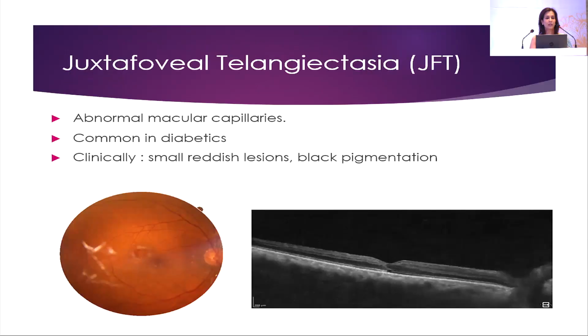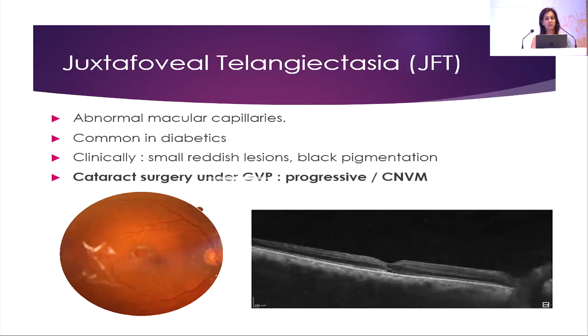Very important topic, a MacTel or a JFT, because here you will see an absolutely silent fundus. You will not see much, maybe one or two small reddish lesions or a small patch of black pigmentation. But in these patients, once you do an OCT, you will find a lot of findings. You might find loss of the ISOS junction, you will find an ILM drape or a foveal thinning. And here you have to tell the patient, because you do a cataract surgery, but the patient may still lose vision eventually because it's a progressive disease and may form a CNVM later on.